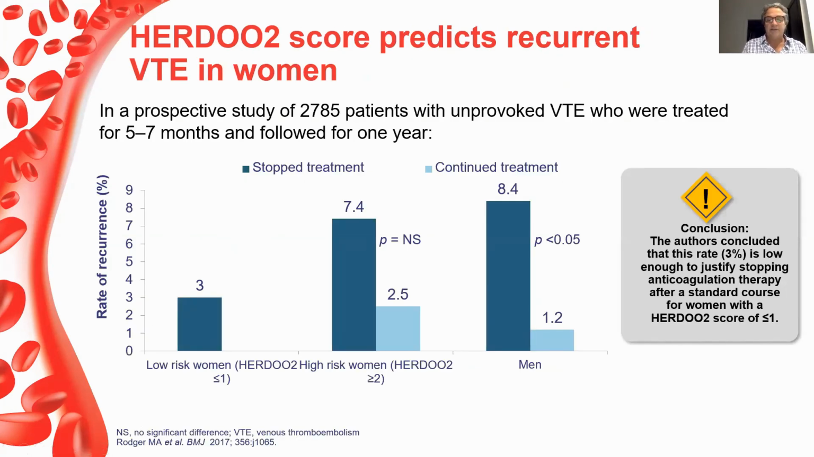And this is where the validation came from. As you see with males, it doesn't make a difference. They're quite high risk, whereas females with a score of 1 or less have a very low risk of 3. You see with females that have a score of 2 or higher, the risk is high, similar to the male risk of 7%.